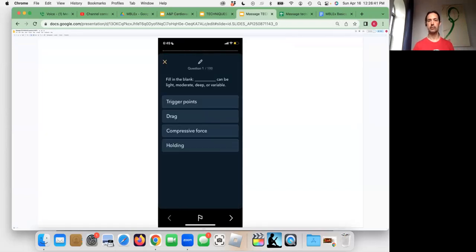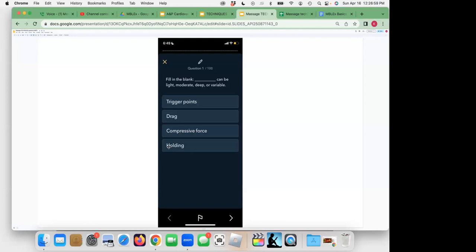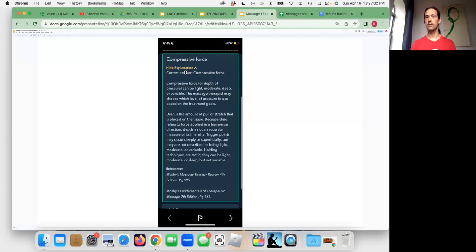Okay, so number one, fill in the blank. Blank can be light, moderate, deep, or variable. If you guys want to unmute and call out, you can. Blank can be light, moderate, deep, or variable. Would that be trigger points, drag, compressive force, or holding? Which one do you guys think it is? Trigger points. Okay, let's check the answers. All right, so the answer is compressive force.